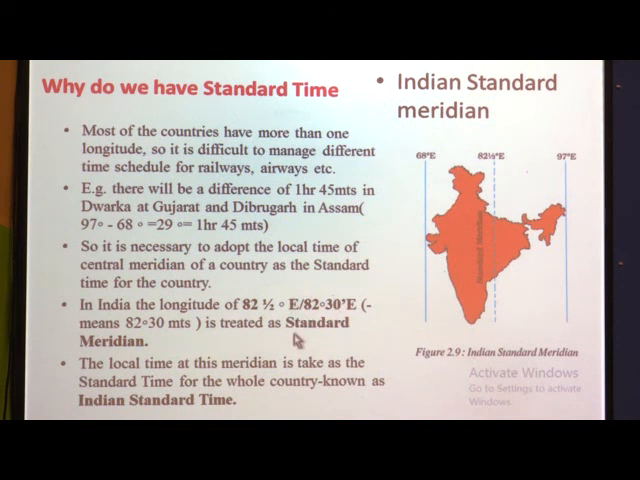This is a very important point, children. The standard meridian of our country is 82.5 degrees east, and the local time at this meridian is taken as the standard time for the whole country. Whatever time is going on here at that moment, that time will be calculated for the whole country. The local time at this meridian is taken as the standard time for the whole country, which is known as Indian Standard Time.